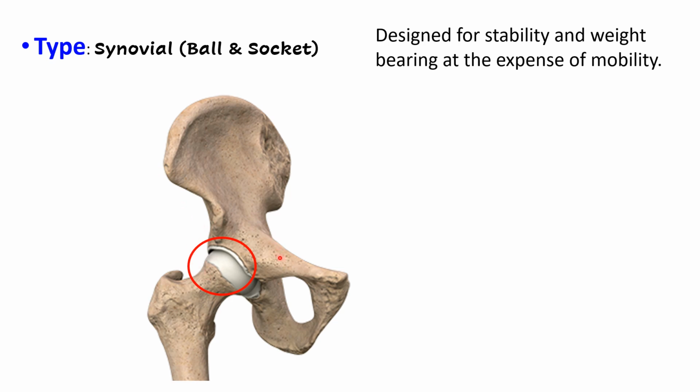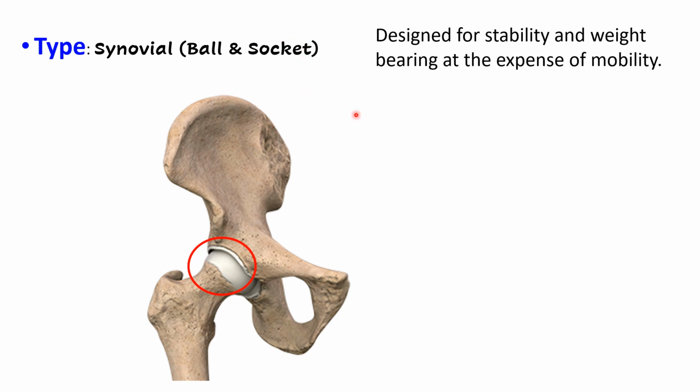You can see in this picture, the circle is encircling the hip joint and this is present between the hip bone and the femur. The type of joint is synovial and the subtype is ball and socket. We'll just see which structure forms the ball and which structure forms the socket here.